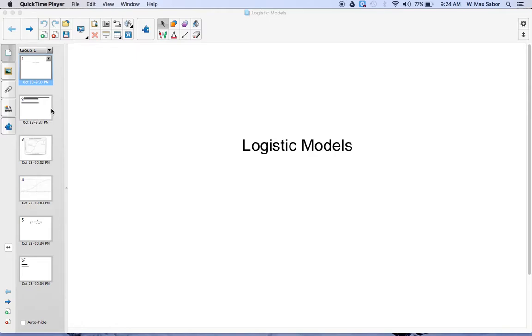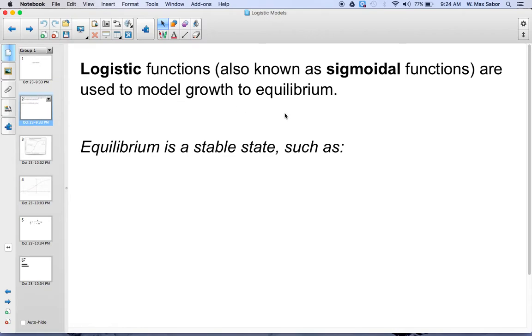What is a logistic model? What would it be used for? So a logistic function is a sigmoidal function. They're synonyms. You need to know both names. They're used to model growth to equilibrium.